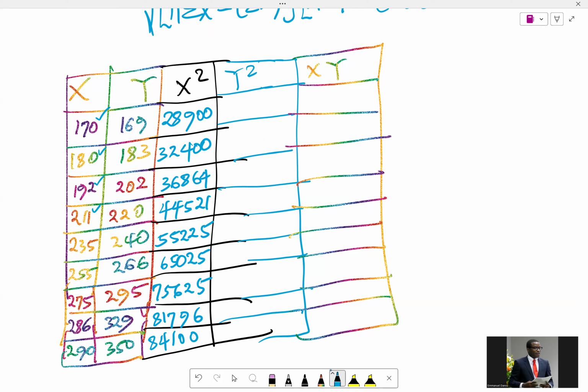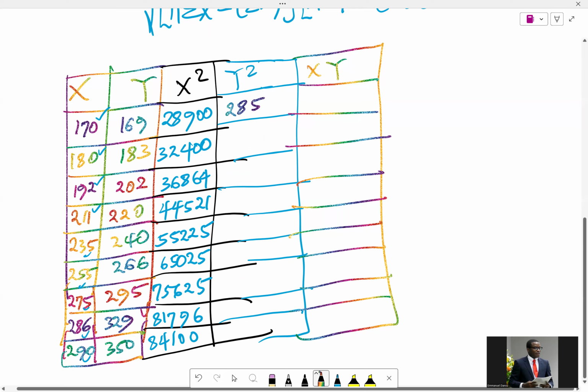So we do the same for Y squared now. We have all this squared already, then we go for Y squared. For Y squared, we have 169 squared. Very big numbers here. 169 raised to power 2, so that is 28561. And then we have 183 raised to power 2.